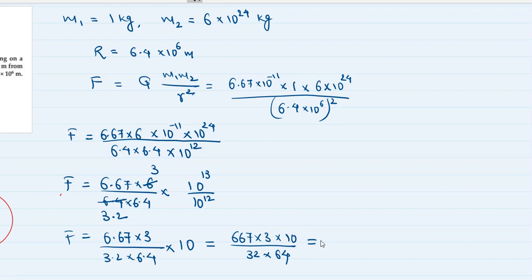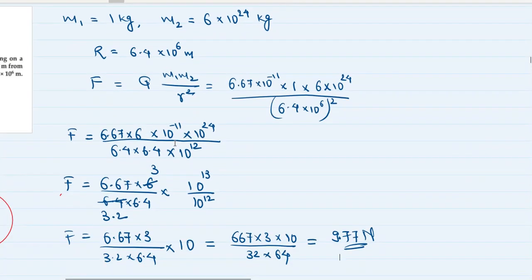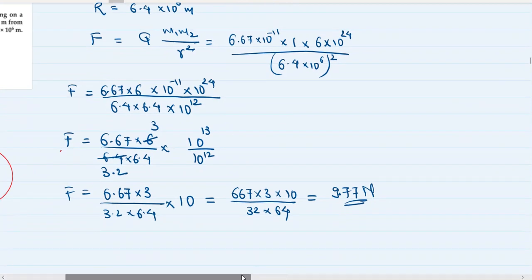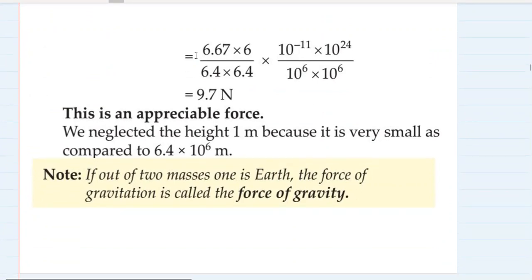Okay, so I think you have got the correct answer. The answer which I am getting is 9.77 Newton. So you can say that a body of mass 1 kilogram will be attracted by Earth with a force of 9.77 Newton. Let's check the answer. 9.7 Newton, that's what they are getting. So what they are saying is this is an appreciable force. We neglected the height 1 meter because it is very small as compared to the radius of Earth.